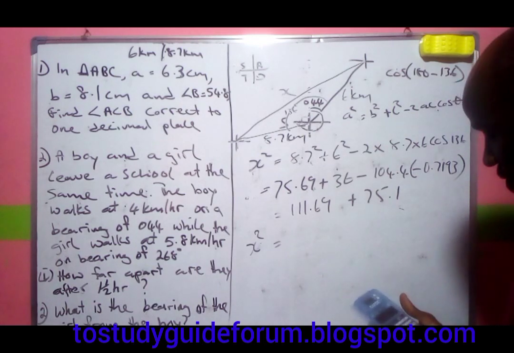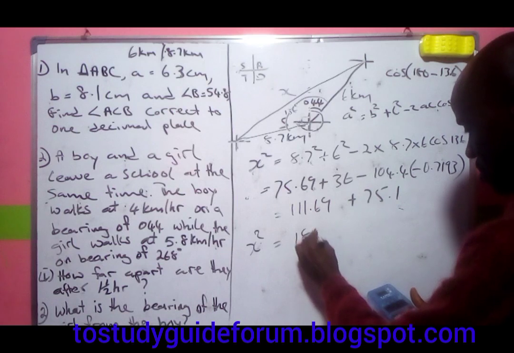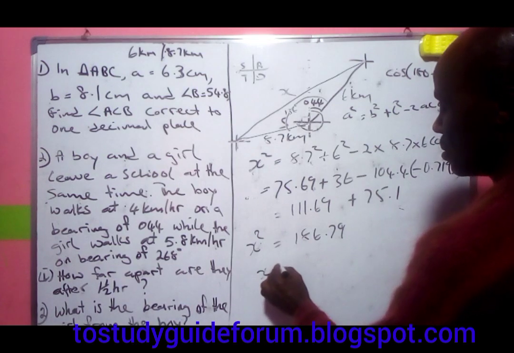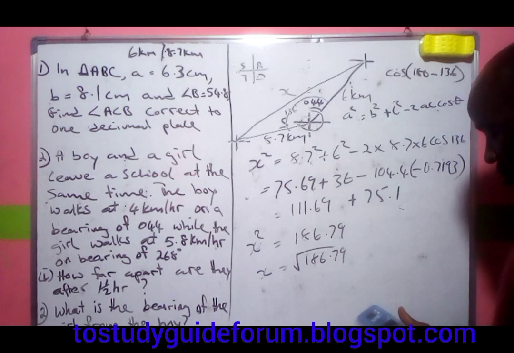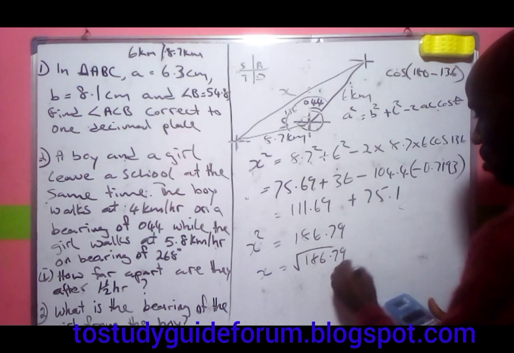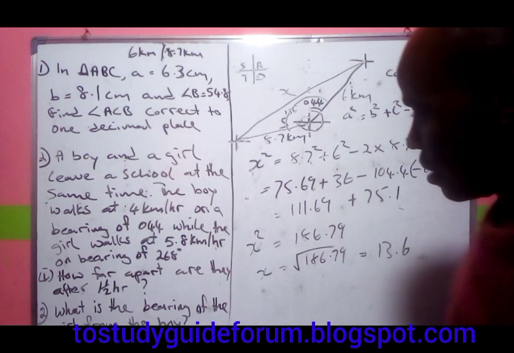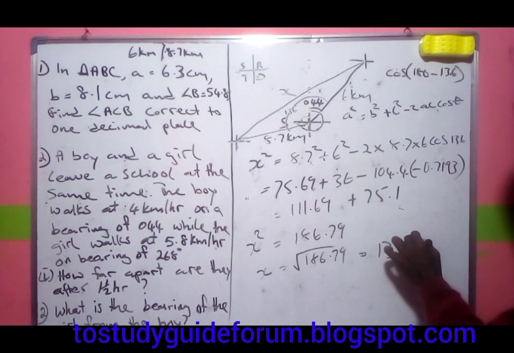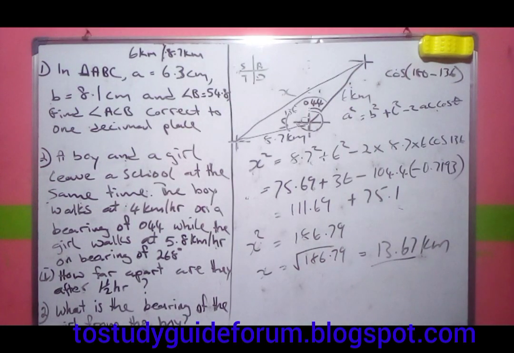Again, okay, so our x will then be equal to 13.6. How many decimal places are there? Okay, we can say 13.7 kilometers. That is what we have, 13.7 kilometers. So this is the distance apart.